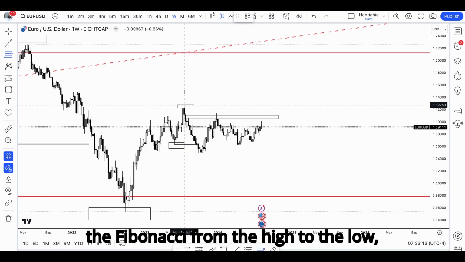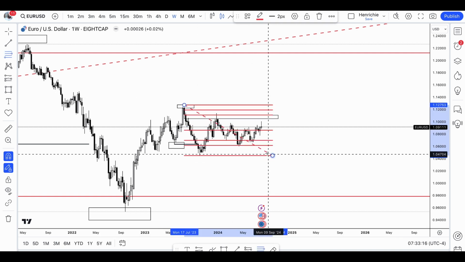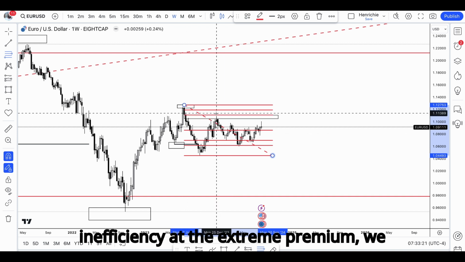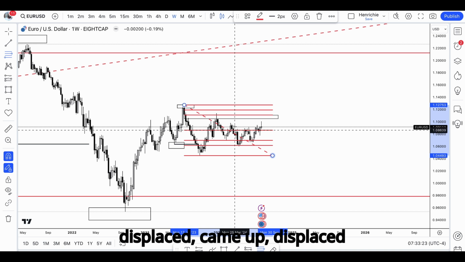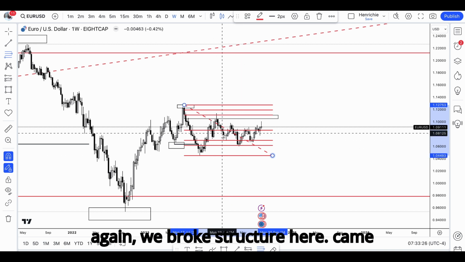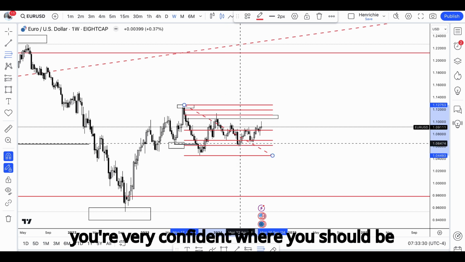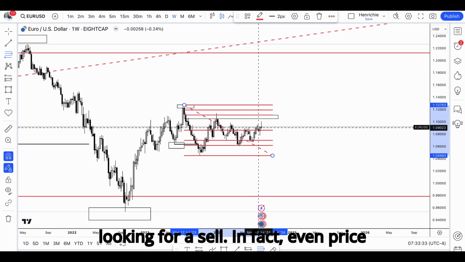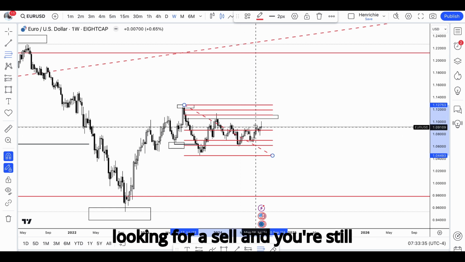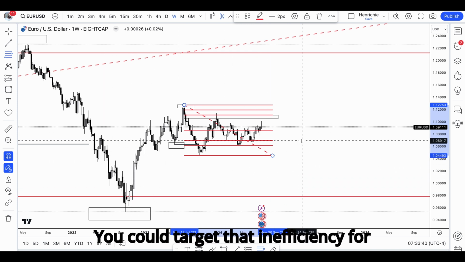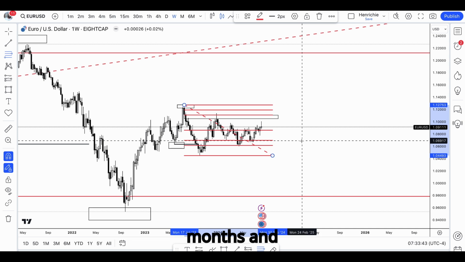Because if you use the Fibonacci from the high to the low, that's extreme premium. We came into the inefficiency at the extreme premium. We displaced, came up, displaced again. We broke structure here, came up, displaced even lower. So you're very confident we should be looking for a sell. In fact, even price coming here, running liquidity, you're looking for a sell, and you're still targeting this inefficiency. You could target that inefficiency for months and still not get there.